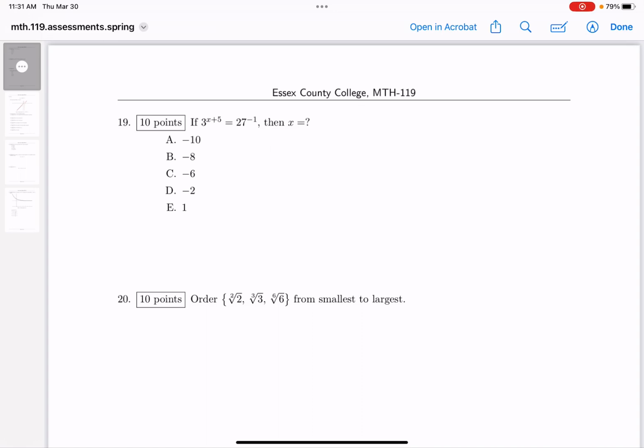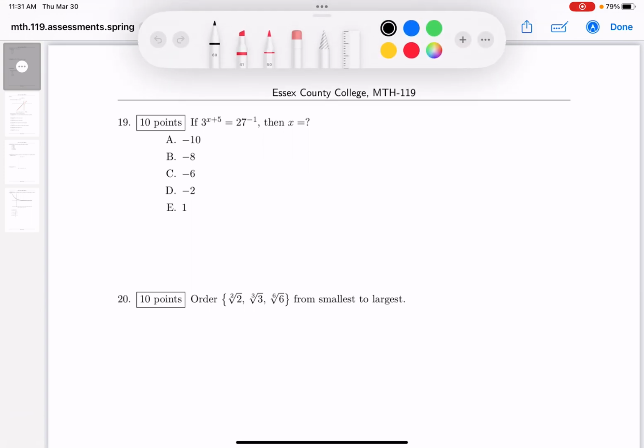Okay, number 19 is an exponential equation, and they want to know what x is. So what I'm going to do over here is try to write the same base. I see 3 to the x plus 5 equals, well, 27 is actually 3 cubed, so it's going to be 3 to the minus 3.